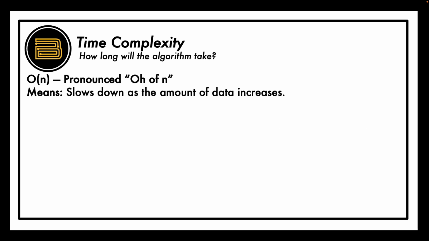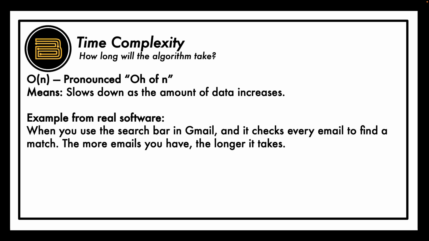Now we're going to talk about O of n. And this means it slows down as the amount of data increases. A good example from real software is when you use the search bar in Gmail and it checks every email to find a match. The more emails you have, the longer it takes.